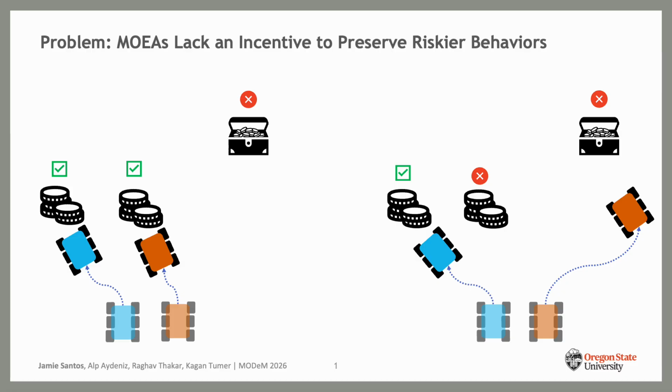Selection only evaluates what has already been achieved, and therefore has no reason to preserve the behavior that is pursuing that unrealized opportunity. This illustrates the broader problem we are interested in. Two solutions can have similar or even identical objective performance while presenting very different opportunities for what they can achieve next.